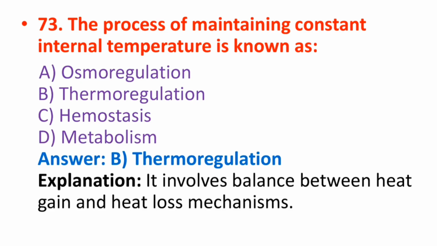The process of maintaining the constant internal temperature is known as option A, osmoregulation, option B, thermoregulation, option C, homeostasis, option D, metabolism. The correct answer is option B, thermoregulation. It involves balance between heat gain and heat loss mechanisms.